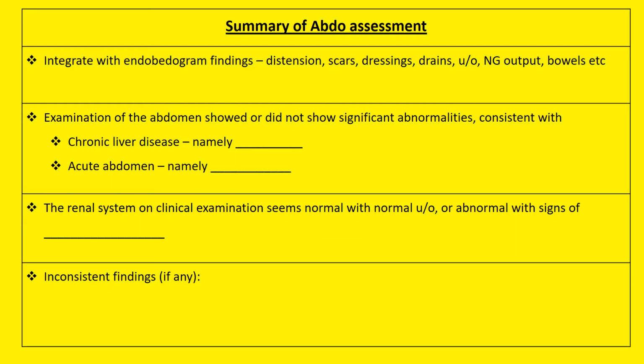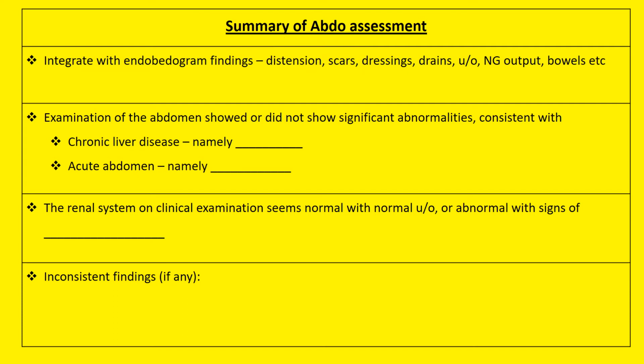In the summary of abdominal assessment, you'll have to integrate. So you have to say, I found that the abdomen was distended. There was a whopping big scar. There is clearly a midline laparotomy dressing. I found 18 drains in the abdomen, each of which was draining: one of which is draining frank pus, the other frank blood, the other frank bile. The urine output was next to nothing, and I was told that the nasogastric output was 800 mils per hour and the bowels are not working.